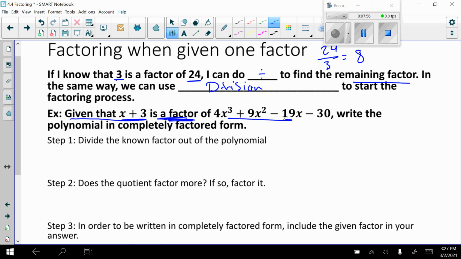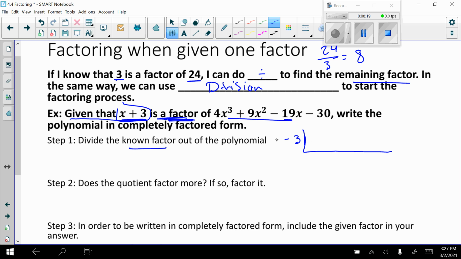First thing we can do is divide the known factor out of the polynomial. So that just means I'm going to divide x plus 3. I'm going to divide 4x cubed plus 9x squared minus 19x minus 30 by x plus 3. Okay? And I'm going to use synthetic division because it's easier. So I look at this thing, I flip the sign, -3.